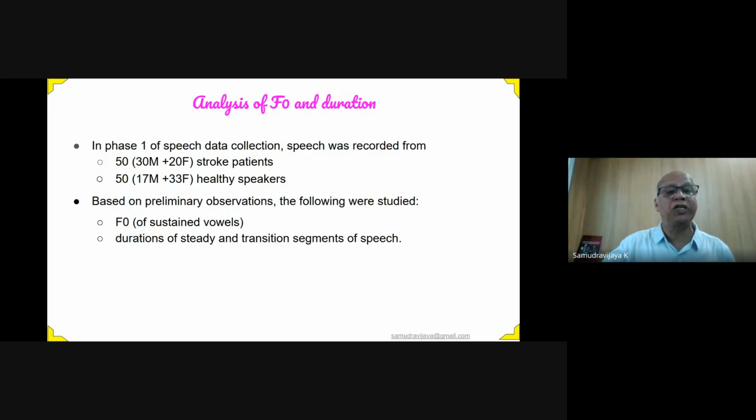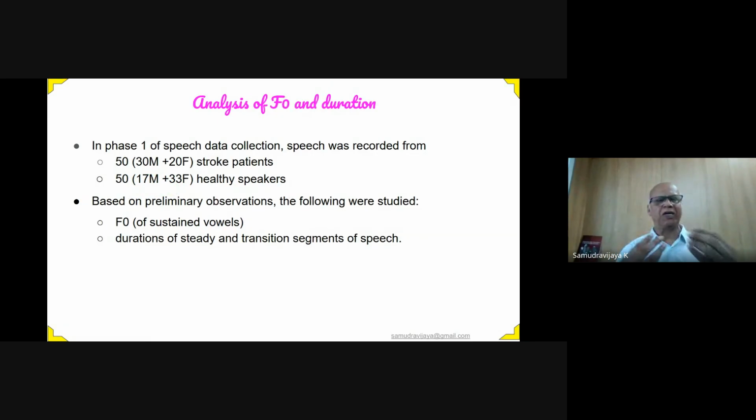We also wanted to collect data from healthy speakers. We also call them healthy control speakers because they speak normally. The healthy speakers also read exactly the same sentences as the stroke patients. So the 50 sentence sets were read by 50 stroke patients, and the same sentence sets were also read by healthy speakers, out of which there were 17 male speakers and 33 female speakers.